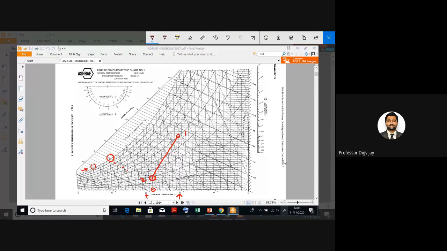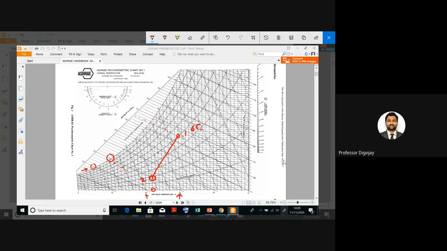So at point 1, how to find out the enthalpy? I have to go from point 1 in an inclined direction like this, up to the enthalpy scale. So here I will get a value of 60, 62, 64, 65. So enthalpy at point 1 is 65. Then I have to find out its specific humidity.